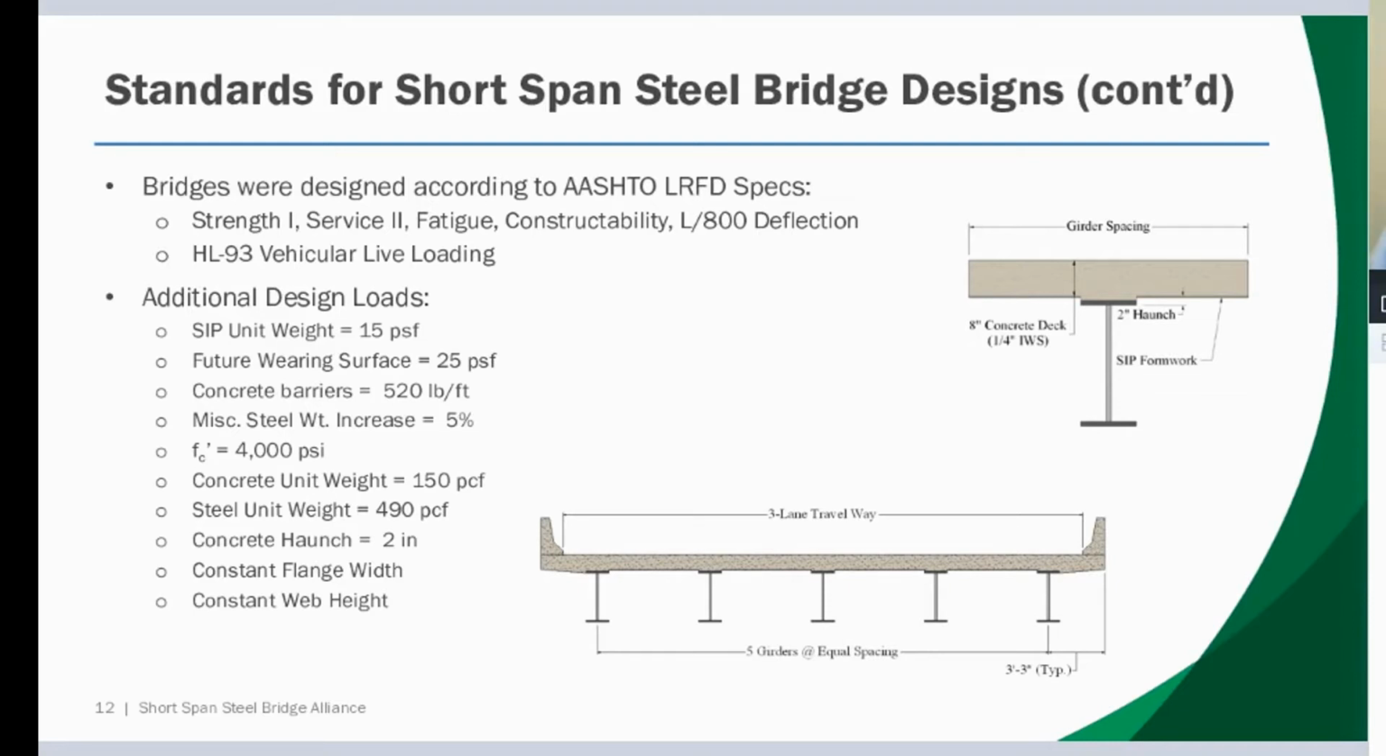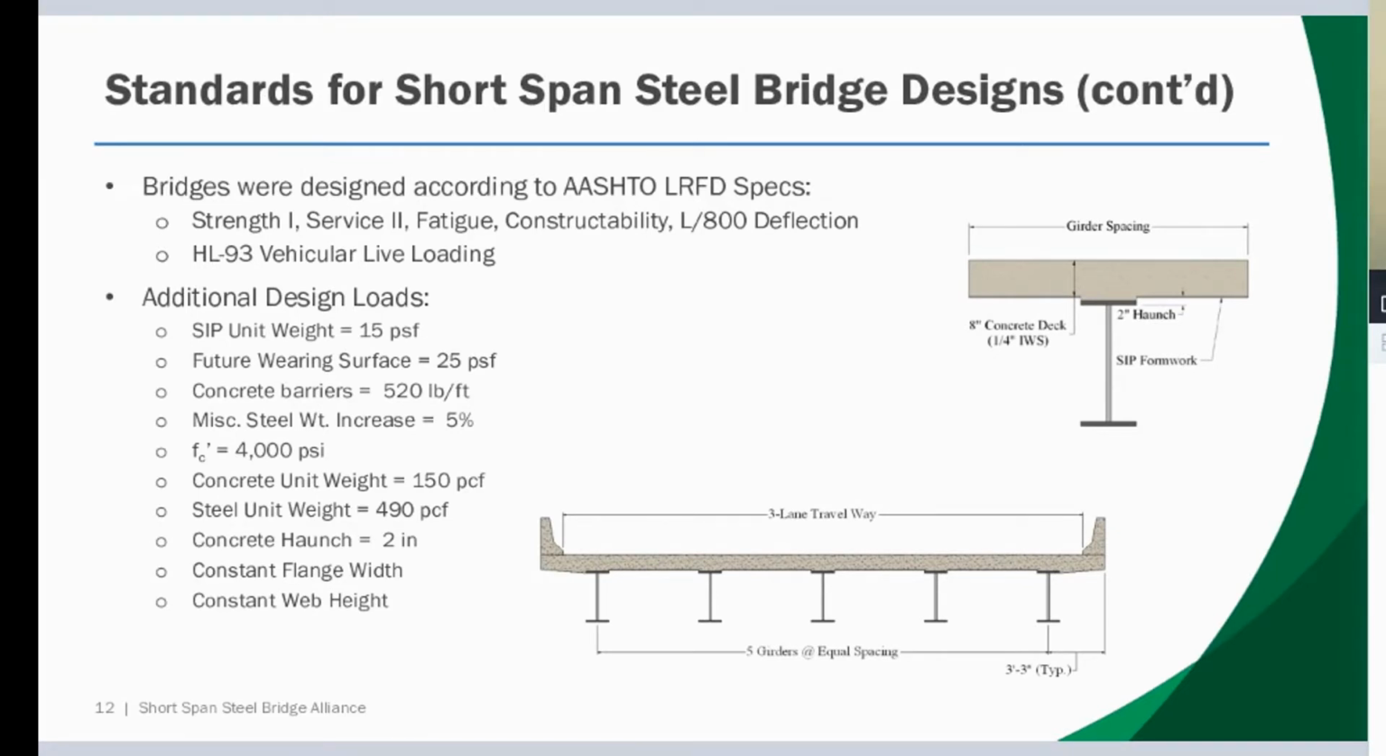So, for instance, we utilized a stay-in-place unit weight of 15 pounds per square foot. We utilized a future wearing surface of 25 pounds per square foot. For our end barriers, we utilized concrete jersey barriers, and we used 520 pounds per foot for the weight of each of those barriers. We computed the weight of the girder and then added an extra 5% to account for miscellaneous details, bolts and plates and whatnot. We utilized 4 KSI concrete for the deck, 150 pounds per cubic foot on the weight of that, and then 490 for the steel. We used a 2-inch haunch for the girders where appropriate.